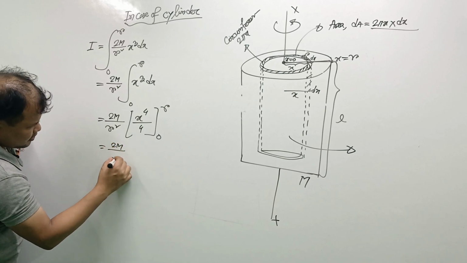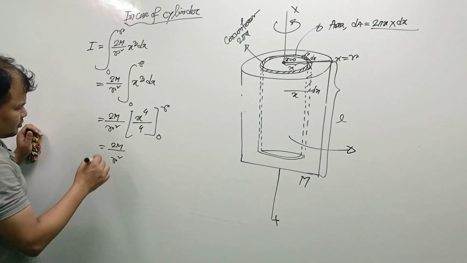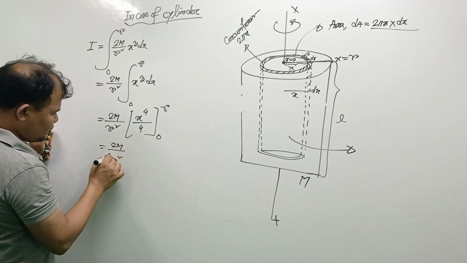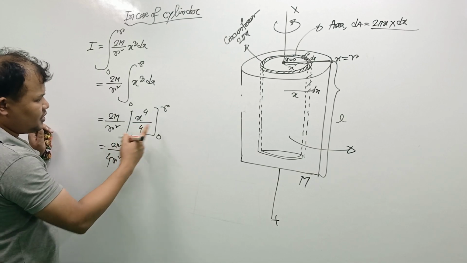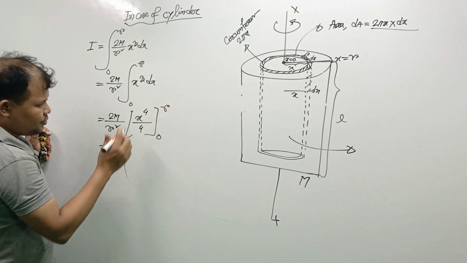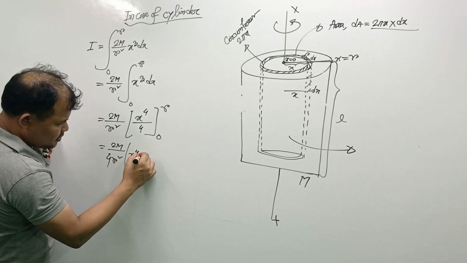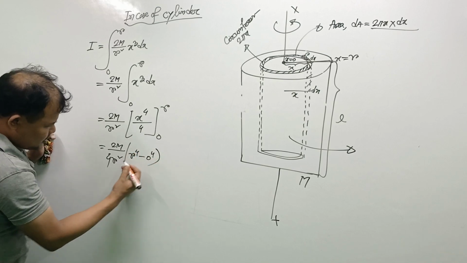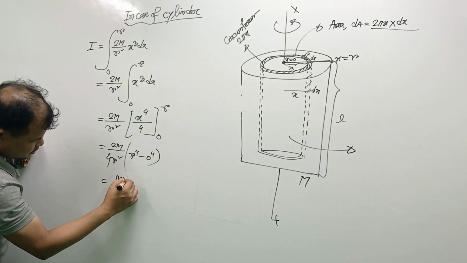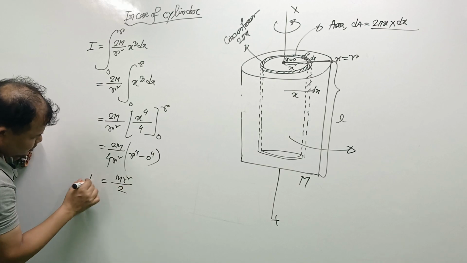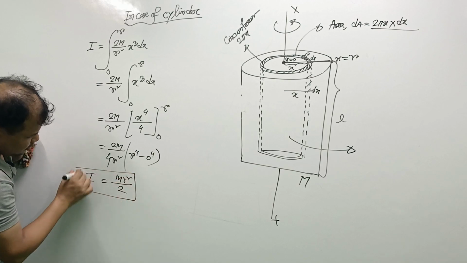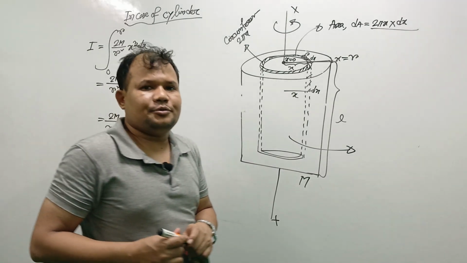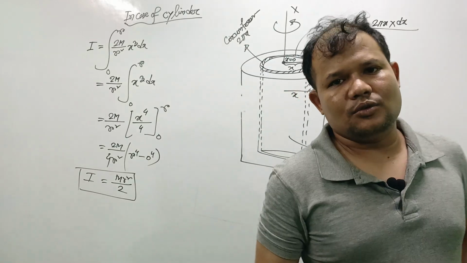2m divided by r square, and the 4 comes out from the integration part. We put the upper limit and we put the lower limit. So after solving this equation, we get m r squared divided by 2. So the moment of inertia of the cylinder and the moment of inertia of a circular disc will be the same.